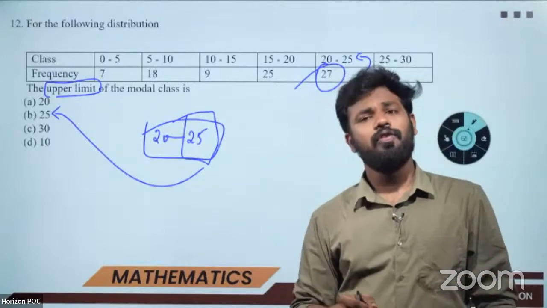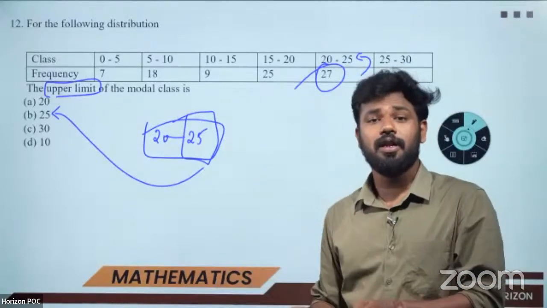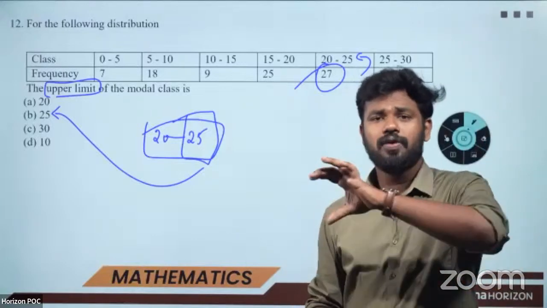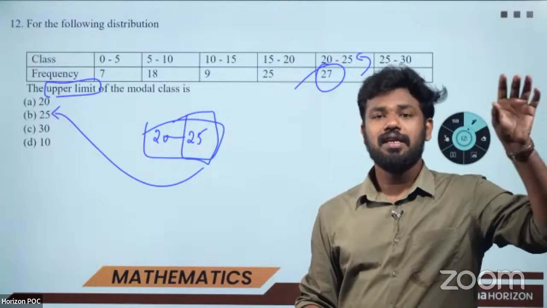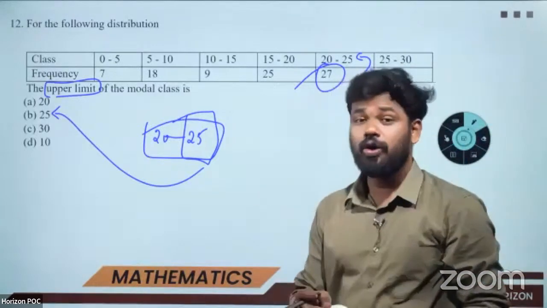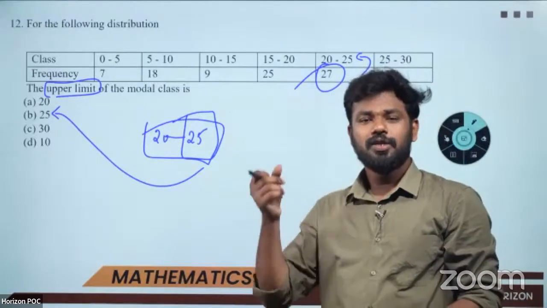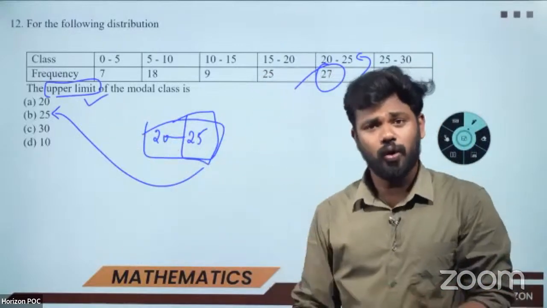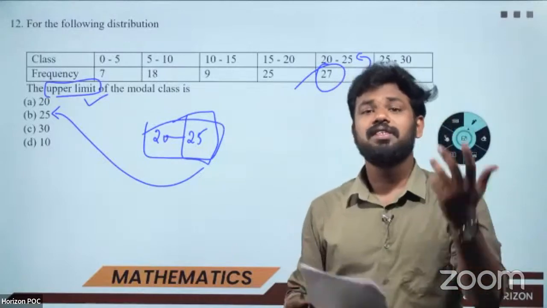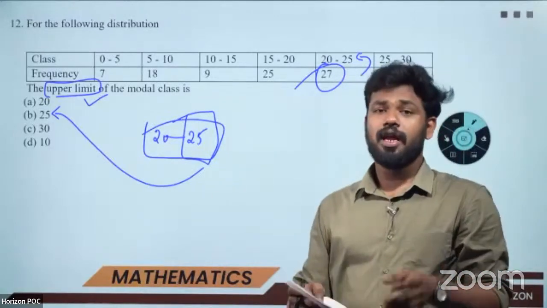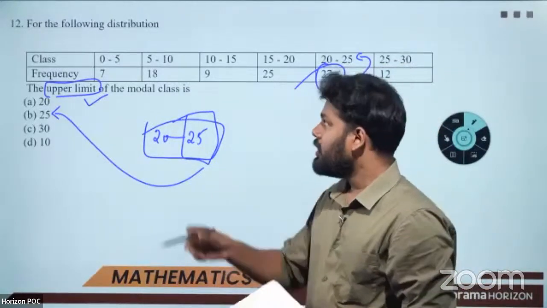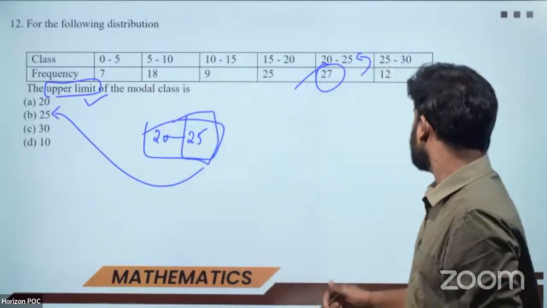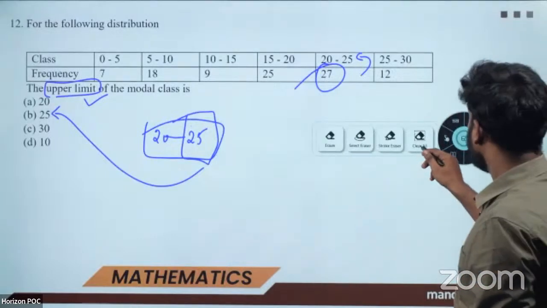So what will be the mode of a particular frequency distribution table? Look for the highest frequency. Whatever class interval corresponds to that is the modal class. So in that modal class, they're asking me the upper limit. Sometimes they can ask you the lower limit. Sometimes they can ask you the class size or class mark. So there can be different types of questions that can come by using this particular frequency distribution table. Okay. Moving on to the next one.